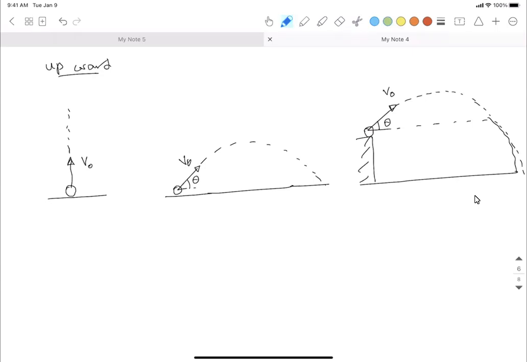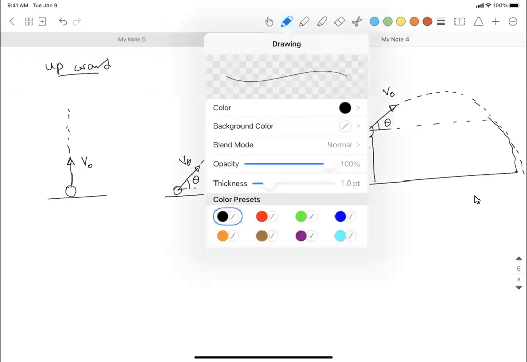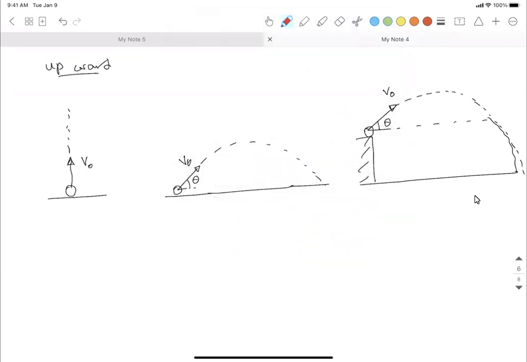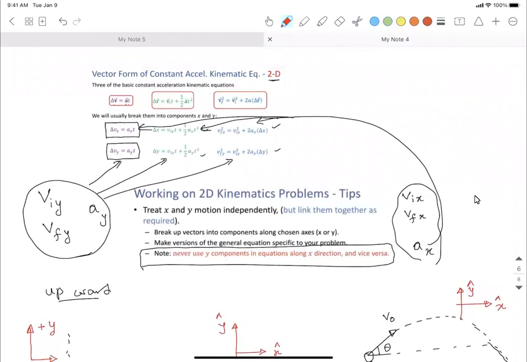In any of these cases, my suggestion for you all is to use vertically upward as your positive y direction, and forward along the rightward direction as your x direction. Same as here: x hat, y hat. This will make the positive and negative signs very easy whenever you apply these formulas.